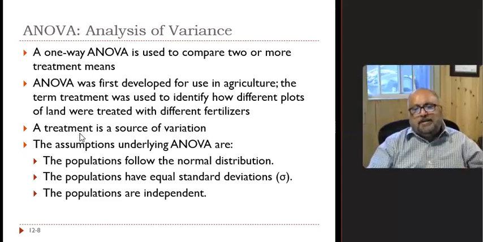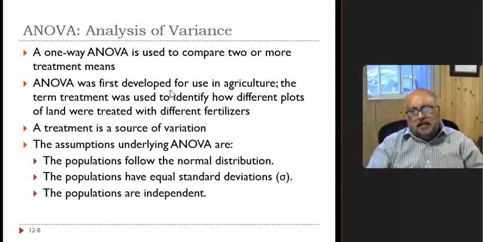We are talking about treatment. What is treatment? Treatment is a source of variation. Okay, and I'll show you what it means in the actual example in a moment. So basically, a one-way ANOVA can be used to compare two or more treatment means, and also we can go beyond that to comparing.